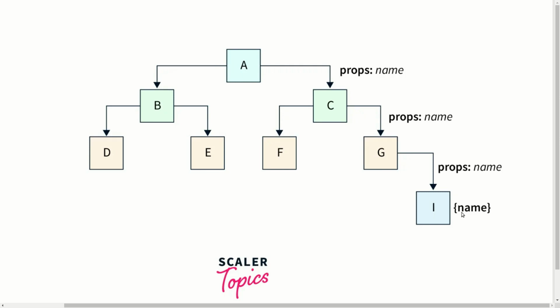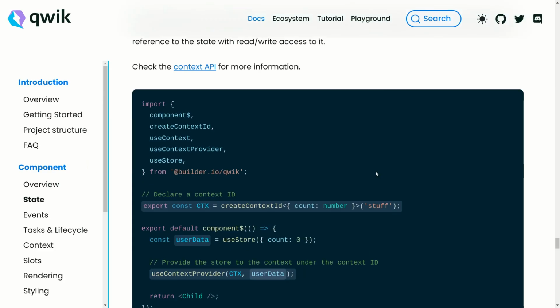If I have to access the value or the state managed in a component, and I want to use it in the I component, I can simply access that value directly in my I component without having to pass props at each and every level. So let's see how we can do this by using the context API, right?